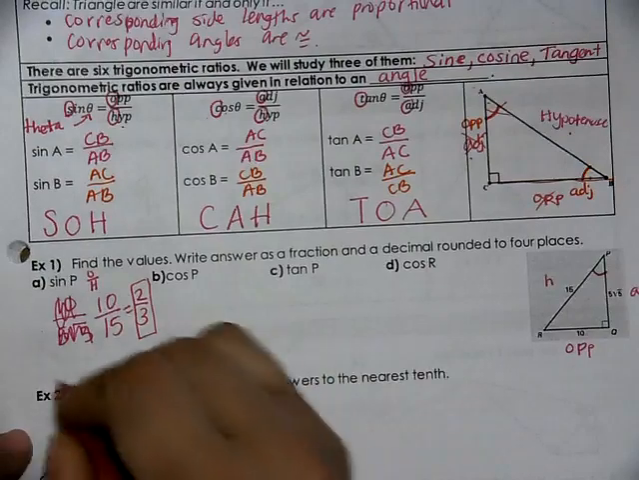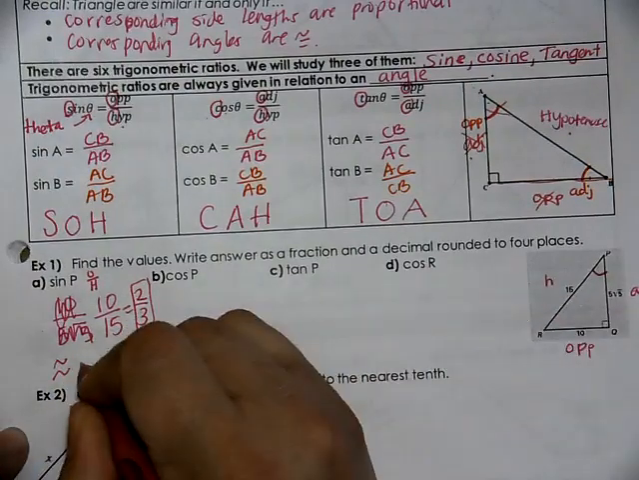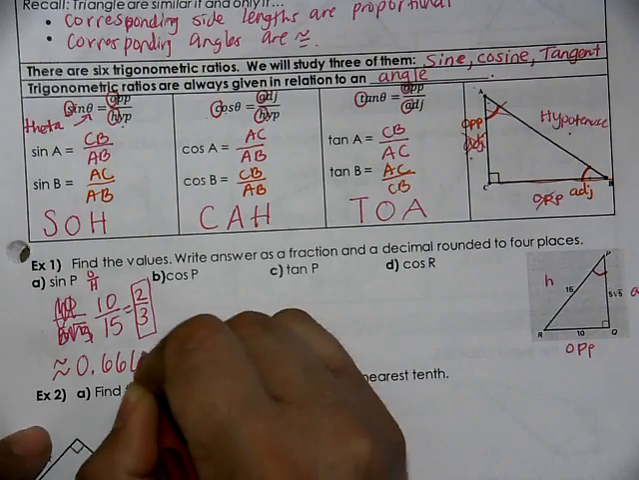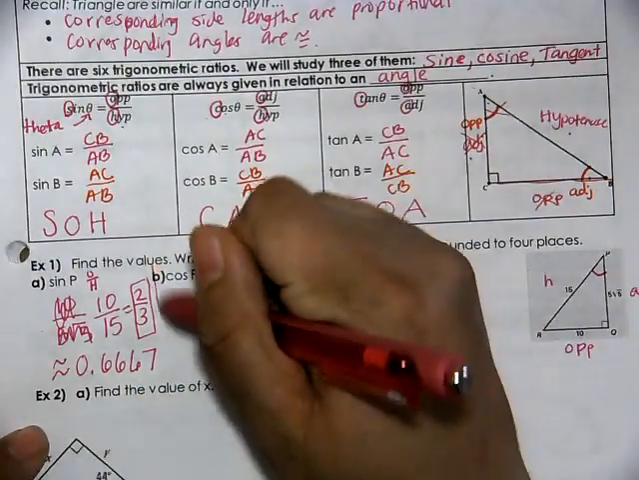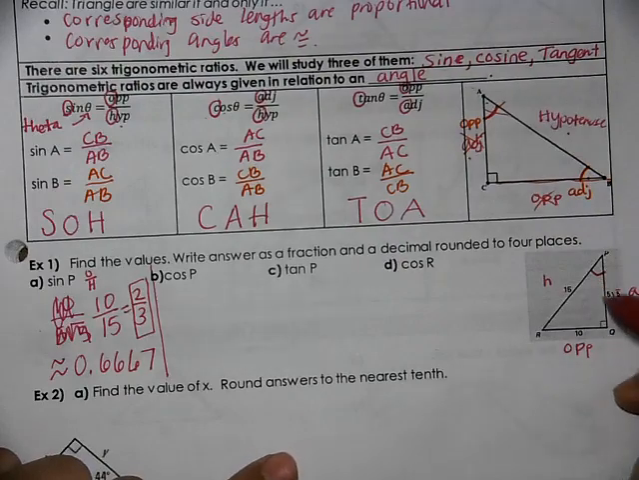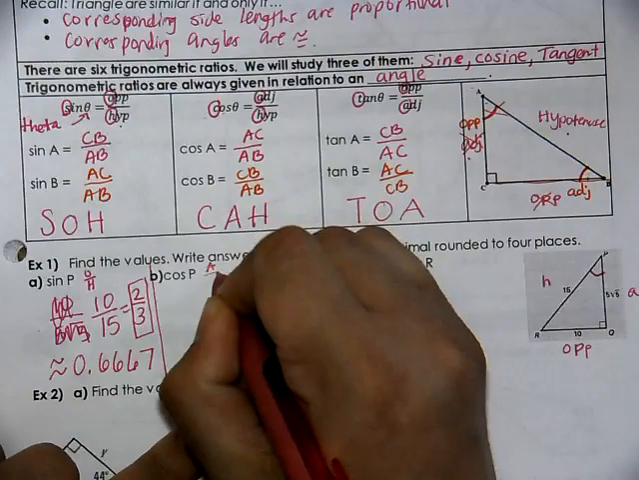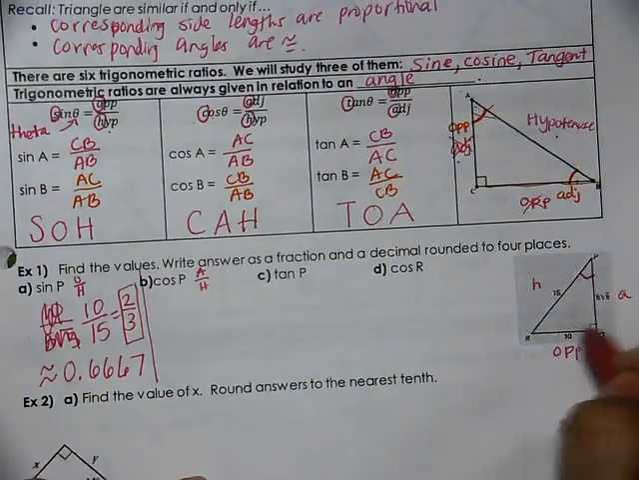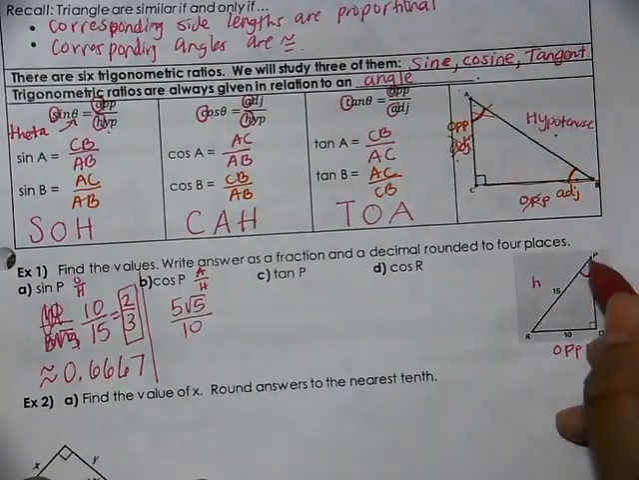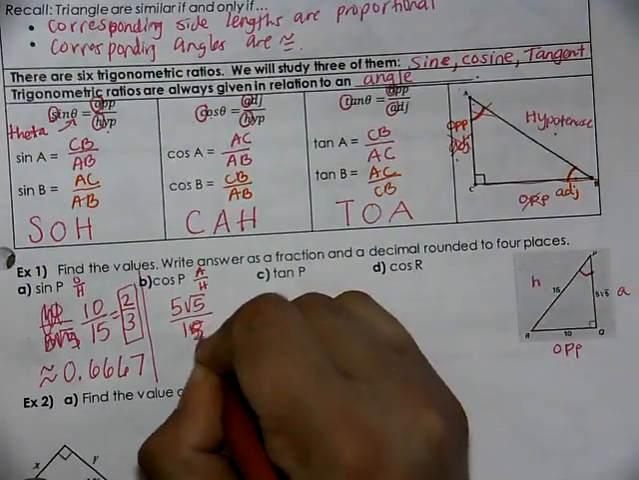It does say to also write it as a decimal rounded to 4 places. So this was a repeating decimal. So 0.666, and then you could round that up to 7. Okay, so that's the idea there. We're going to do a couple more of these. For angle P, the next one is adjacent over hypotenuse. So this one would be 5√5 divided by 15, the hypotenuse.